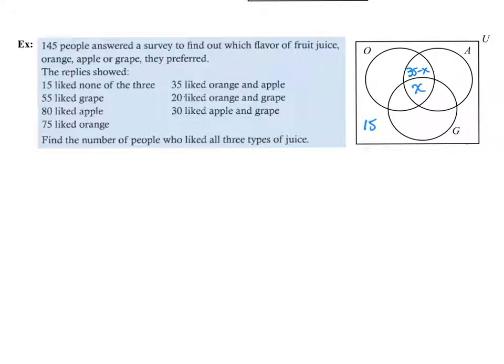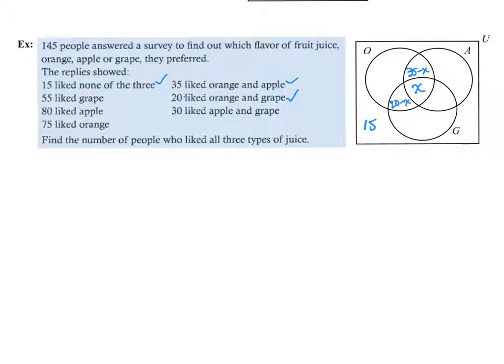So maybe we should check these off as we take care of them. Okay, now we've already taken care of that. Taken care of the 15 that don't like any. Okay, so now let's take a look at this. 20 liked orange and grape. Okay, so the intersection of orange and grape would be right here. So we're going to take the 20 that like both of those and subtract X, the number of people that liked all 3. So we're going to put a 20 minus X right here.